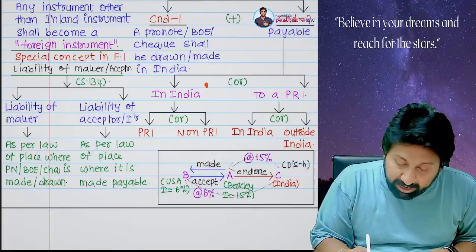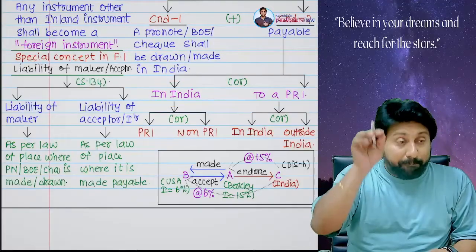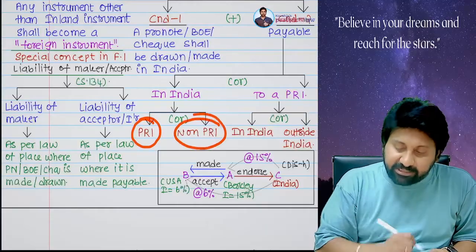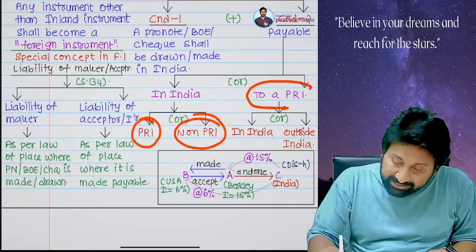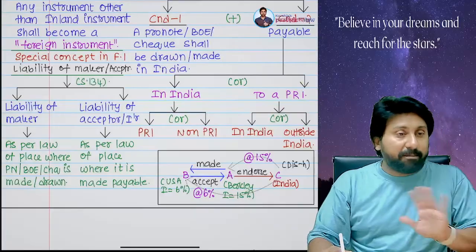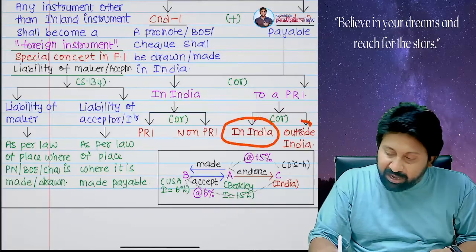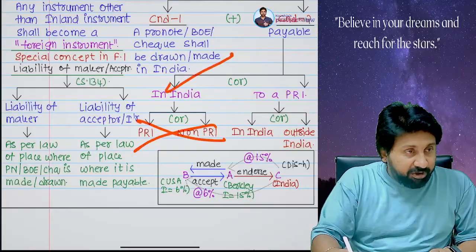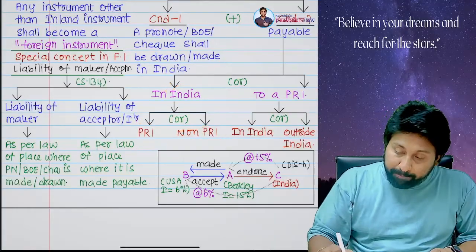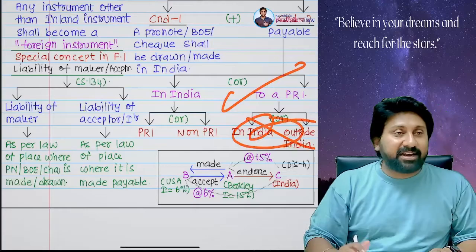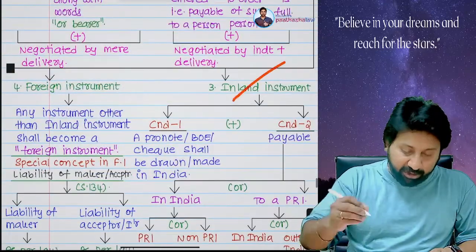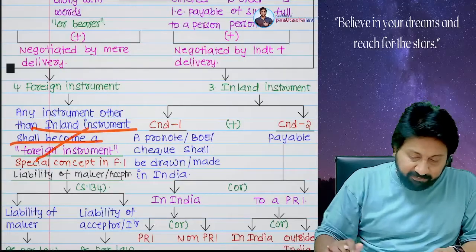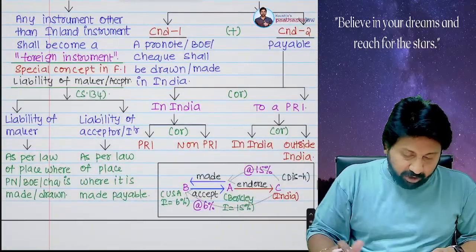Means what? Payable in India. If you pay in India, you may pay to a resident or you may pay to a non-resident. If you are paying to a person resident in India, the place where you are paying is irrelevant, whether you pay in India or outside India. So the person is irrelevant if you are paying in India. The place is irrelevant if you are paying to a person in India. In both cases, it will become an inland instrument. Okay. Any instrument other than an inland instrument shall become a foreign instrument.